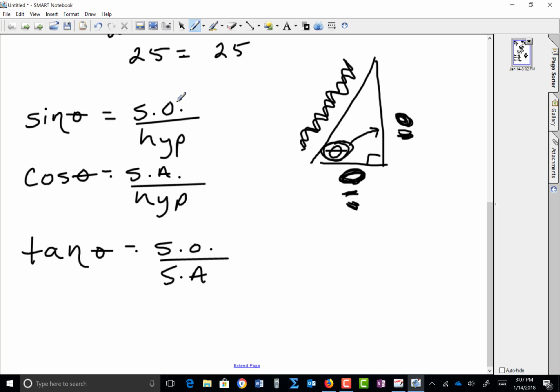Now, cosecant, secant, and cotangent are the same as they always were. Cosecant is the reciprocal of sine, so it would be hypotenuse over side opposite. Secant is the reciprocal of cosine, so it would be hypotenuse over side adjacent. And cotangent is the reciprocal of tangent, so it would be side adjacent over side opposite. Now that is something that you will need to memorize, and we'll do some problems in a minute.